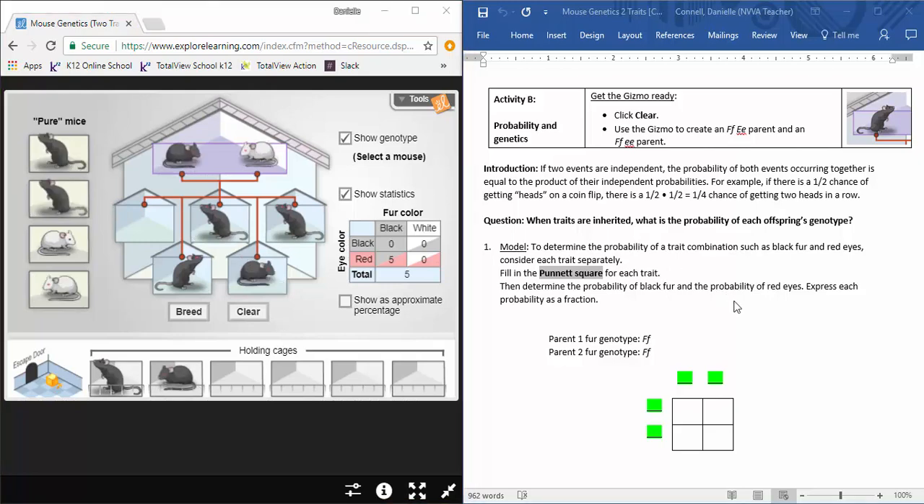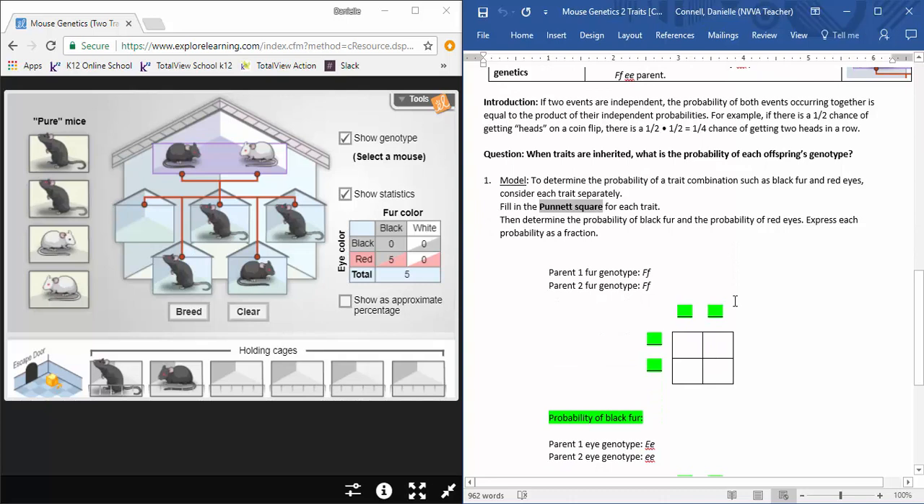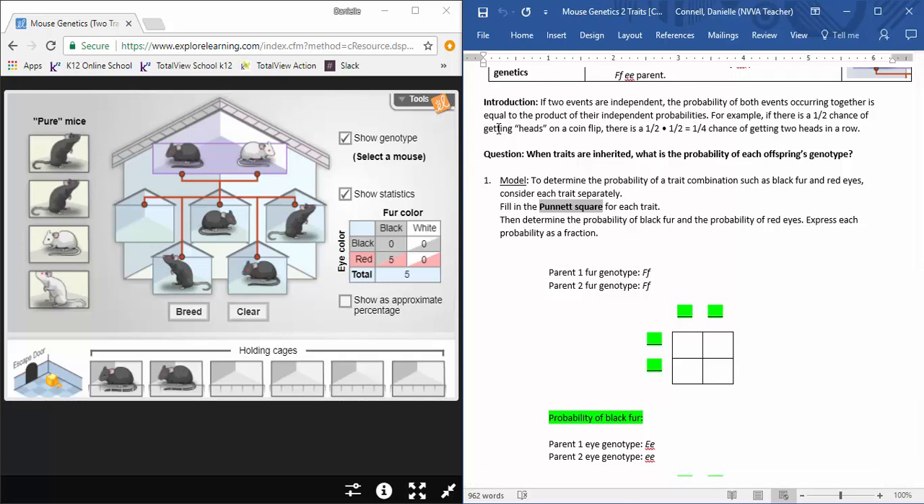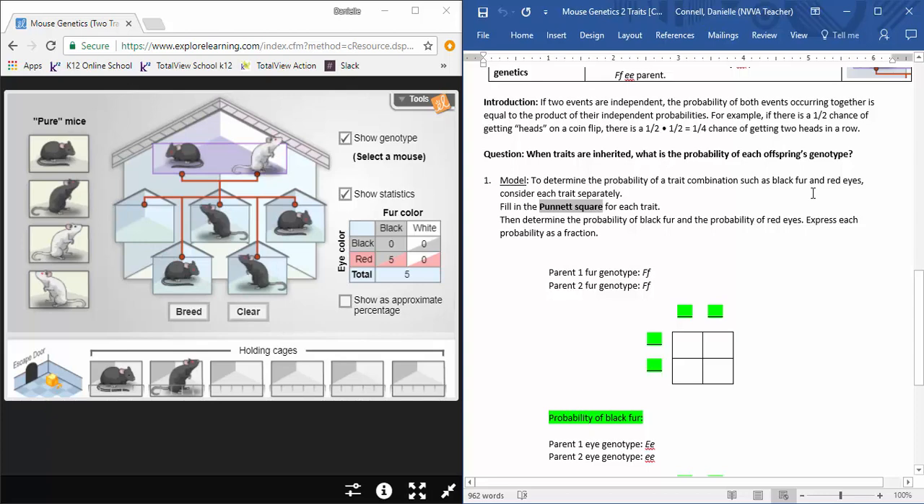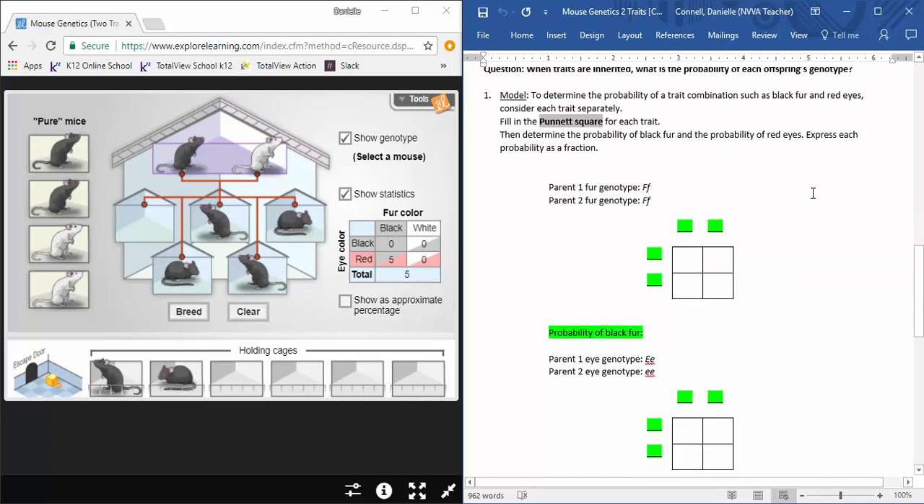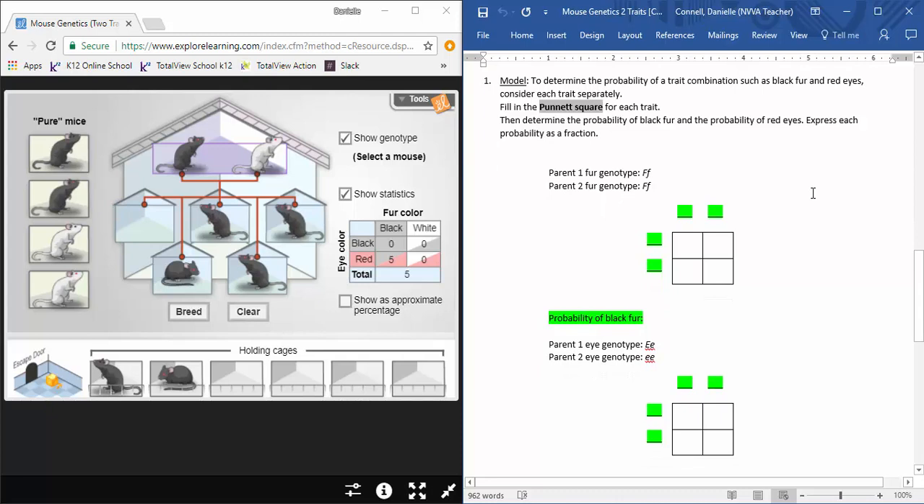Okay, so this entire section is going to be talking about probability, okay? So you might want to read this introduction and the model, and it's going to tell you how we're going to find probability for 2 different traits in an organism, okay? So to determine the probability of a trait such as black fur and red eyes, we have to look at each trait separately in order to find probability a little bit easier.